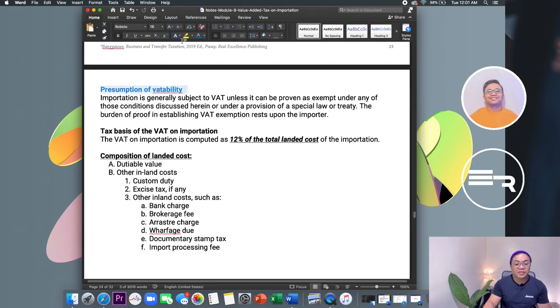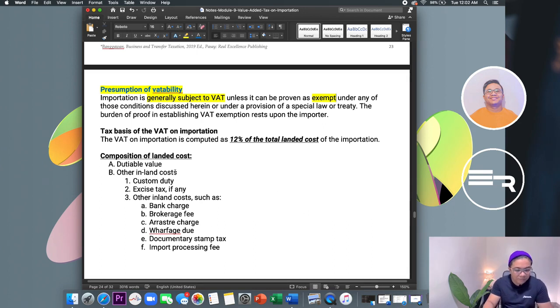So, may tinatawag tayo na presumption. Kumbaga may advance ka na na assumption on VATability. Importation is generally subject na agad yan. Pero may mga exemption lang na maliliit, diba? Generally, subject to VAT unless it can be proven as exempt. So, all importation, regardless kung anong item siya, subject siya sa VAT. Exempt, may nakalagay dun, kung mga co-ops, international carrier, yun yung mga exemption. The burden of proof in establishing VAT exemption rests upon the importer. So, yung importer yung obliged to present ang proof na exempted siya.